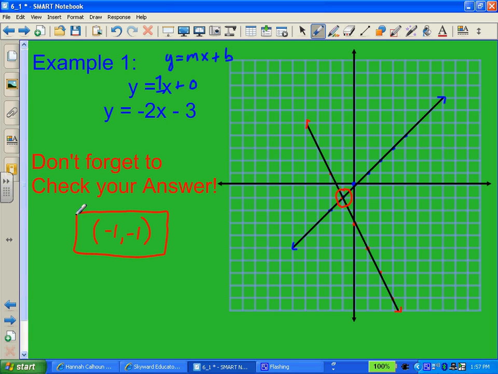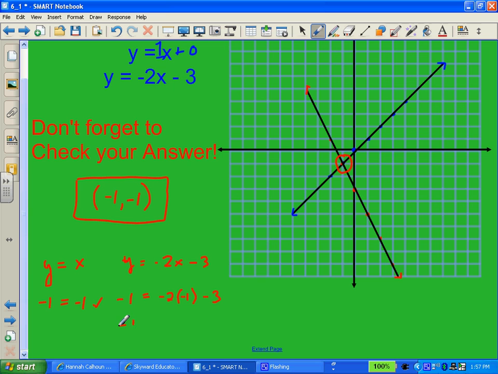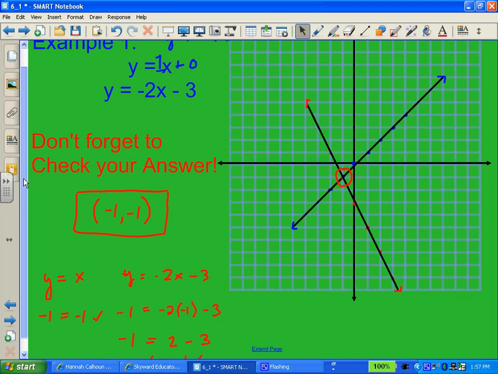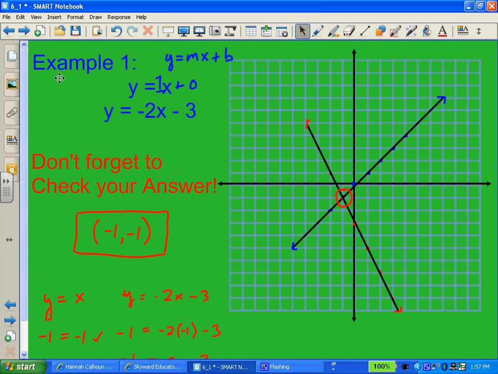Now I'm not sure if that's right, so what I can do is check it in my equation. So I had the equation y equals x. If I plug -1 in for each of those, that works. Okay, then I have y equals -2x minus 3. So that would be -1 equals -2 times -1 minus 3. This one requires just a little bit more work. So -1 equals 2 minus 3, which is -1. So that works. So I know that I do in fact have the correct answer.